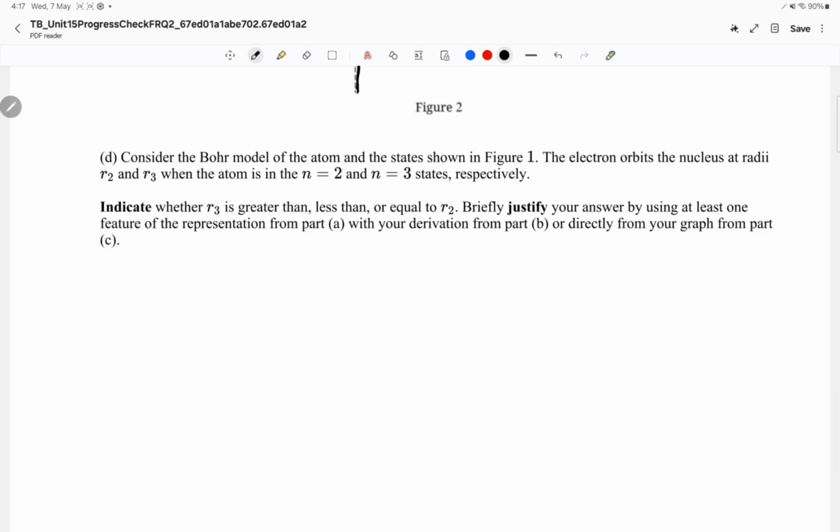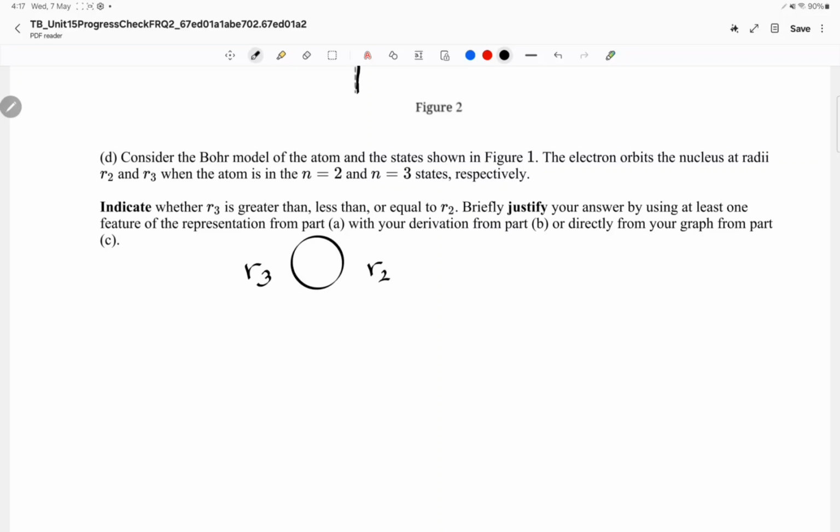D. Consider the Bohr model of the atom and the states shown in figure 1. The electron orbits the nucleus at radii r2 and r3 when the atom is in the n2 and the n3 states respectively. Indicate whether r1 is greater than, less than, or equal to r2. Briefly justify your answer by using the representation.